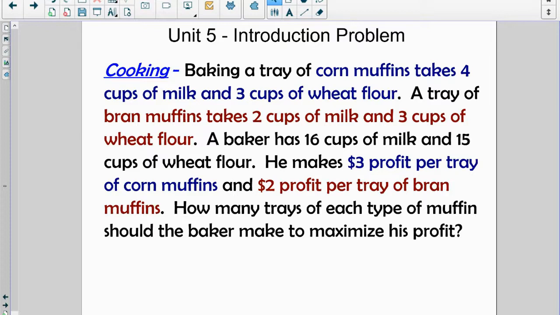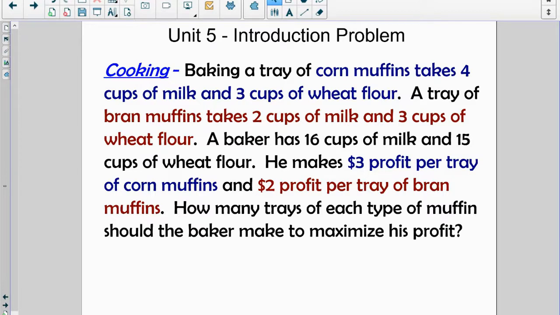What we're going to do in a problem like this is figure out what the different combinations of the unknown, in other words, the number of trays of corn muffins and the number of trays of bran muffins, are actually possible in this situation, where he's using the correct amounts of milk and wheat flour to make his muffins while staying within the constraints of having 16 cups of milk and 15 cups of wheat flour to work with. And knowing that we have different combinations that are possible, we also want to know which combination is going to give him the most profit, because that's how he's going to make money.